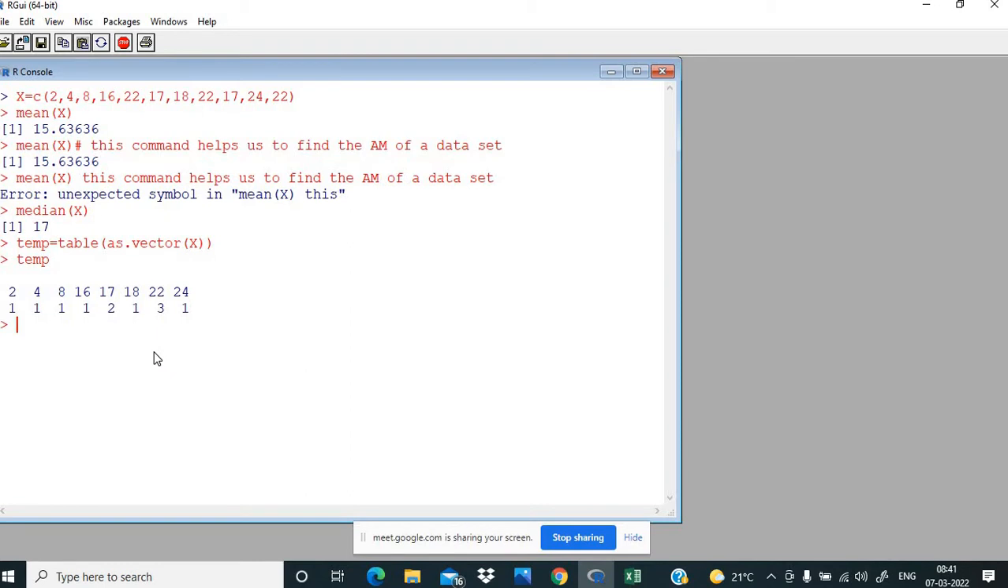Can anyone? Maybe, sir, maybe we will trim both ends of the observations. Yes, to a certain extent you are correct. And what does trimmed mean mean? The average has a disadvantage that it is affected by extreme values.